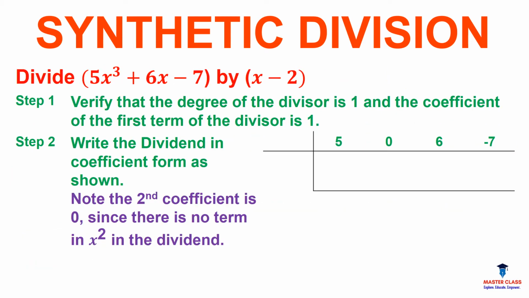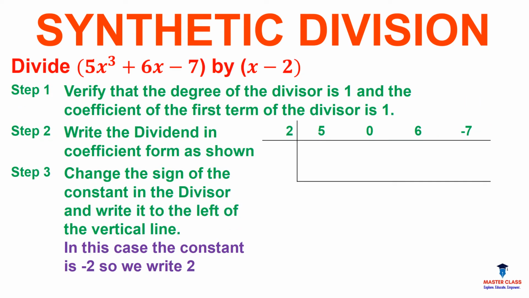The second step is to write the dividend in the coefficient form as shown. Note that the second coefficient is 0 since there is no term in x square in the dividend. Draw a horizontal line below the coefficients that you have just written. Leave a blank line and draw another horizontal line below that as shown to the right. Draw a short vertical line to the left of the coefficients of the dividend.